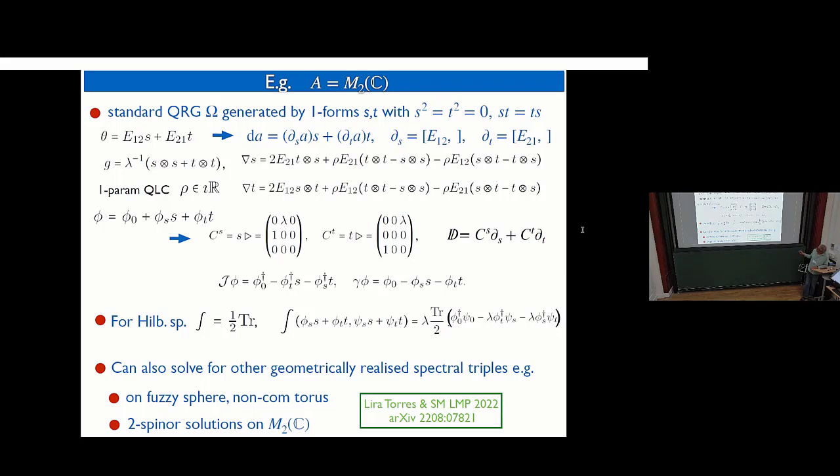And the Dirac operator looks like this. So this is a bit like the usual Dirac operator. These are the partial derivatives given like this, and these play the role of the gamma matrices. And this is J, this is gamma. The Hilbert space structure is given by taking the trace. It obeys the extended trace conditions as long as this lambda is negative.